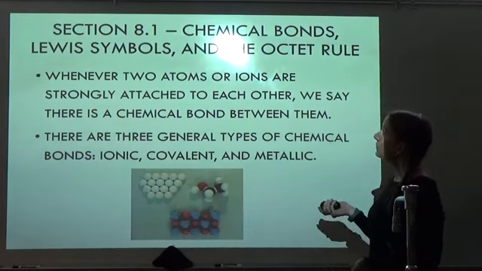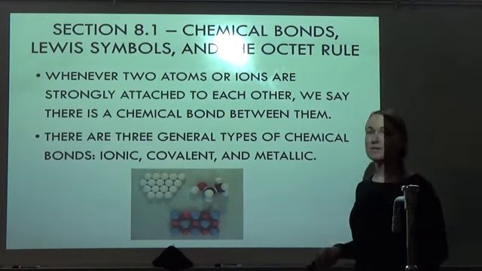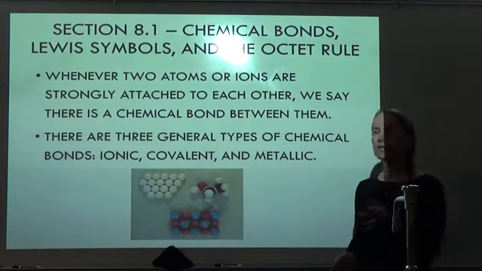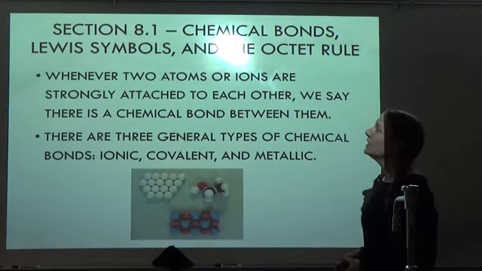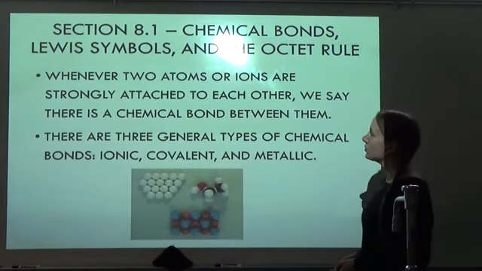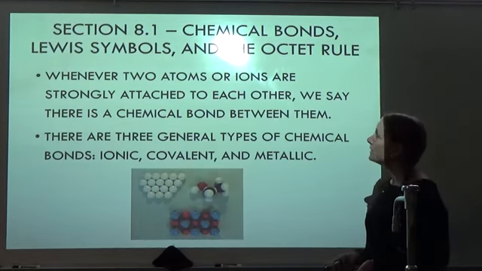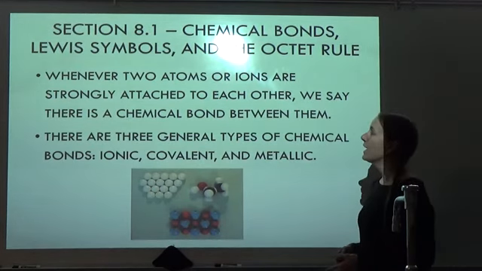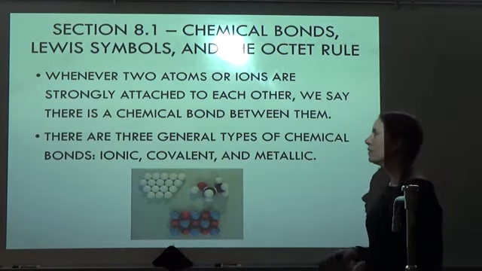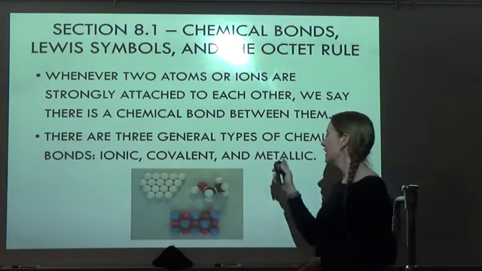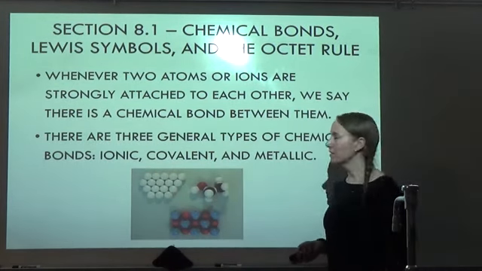Alright, so Section 8.1, we're just going to start talking about bonds as if we've never spoken about them before. But of course, you've already learned about them in Honors Chem. Whenever two atoms or ions are strongly attracted to each other, we say there is a chemical bond between them. There are three general types of chemical bonds. They're ionic, covalent, and metallic. Of course, we've talked about all of these.